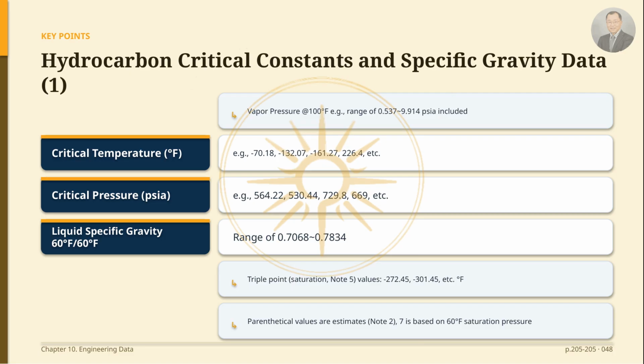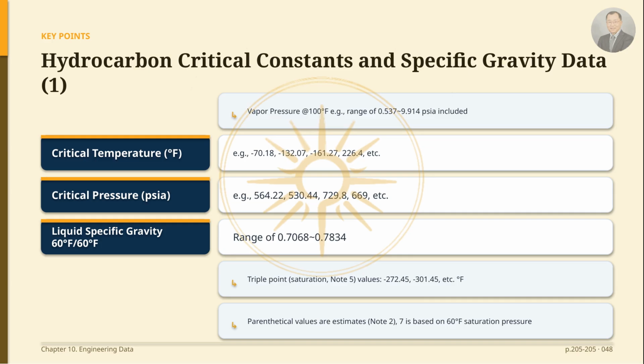I will introduce the first set of hydrocarbon critical constants and specific gravity data. The vapor pressure at 100 degrees Fahrenheit is listed across a wide range, from 0.537 to 9.914 psia. The critical temperature column contains values in Fahrenheit, such as minus 70.18, minus 132.07, minus 161.27, and 226.4.